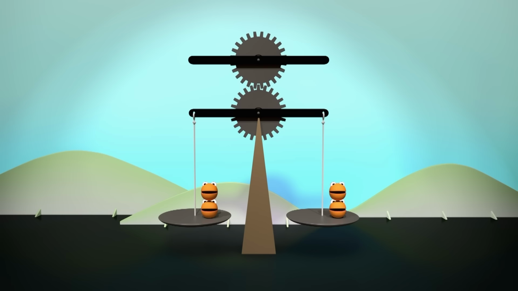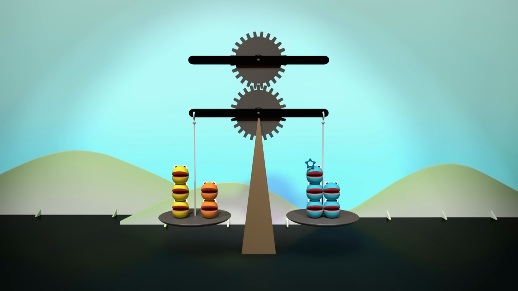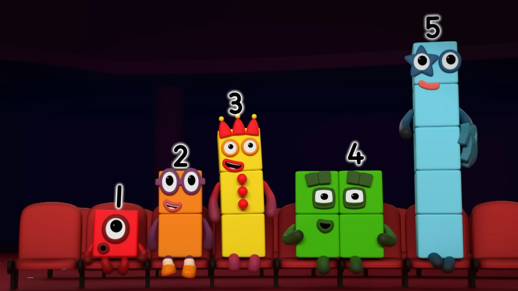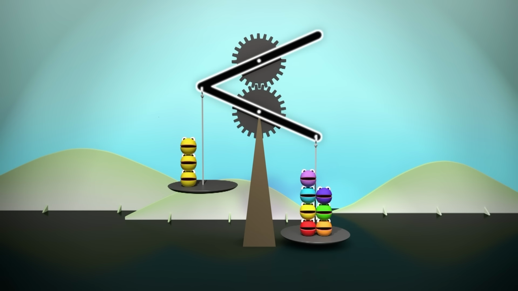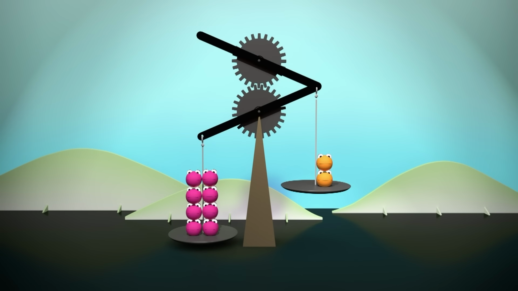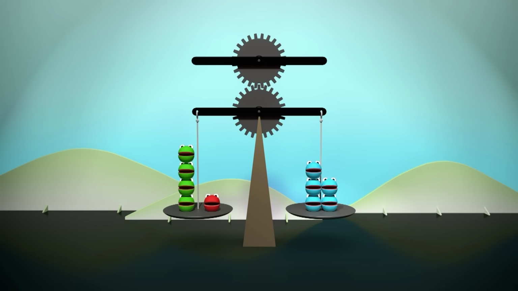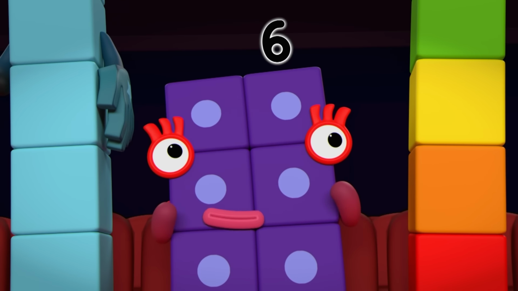Equals 2. See how we balance. 3 and 2 equals 5. See how we balance. Ooh, wow. Now see how we don't. 3 is less than 7. 8 is greater than 2. We're equal when we weigh the same. I'd really like to try that game.